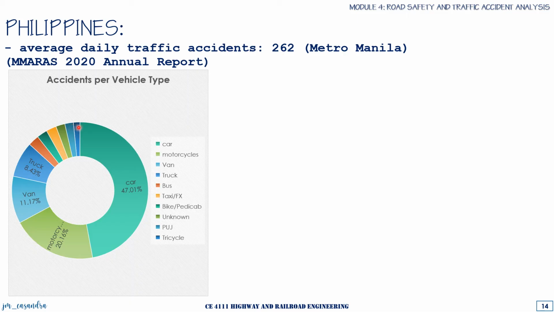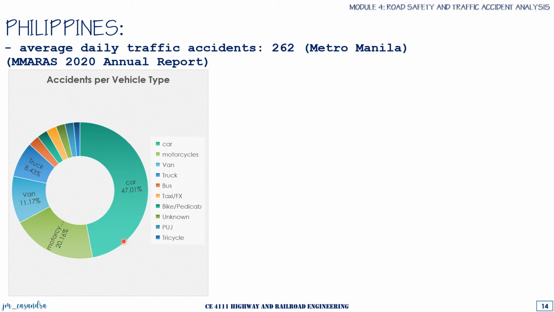Tricycles at 1.55%. Not included in the chart are the accidents in railroads, since there's a minimal number of accidents reported compared to the number reported on highways. So trains would have 0% reported accidents for Metro Manila. Okay? Basically, since mas nagagamit natin yung highways and hindi ganon ka-develop yung ating railroad system, we'd really expect that there is 0% accident in our railroads or in our trains.